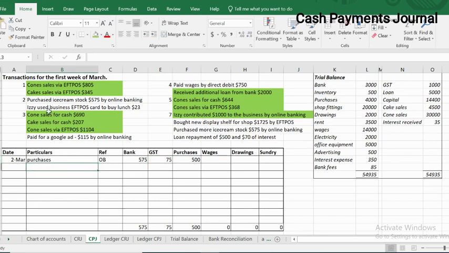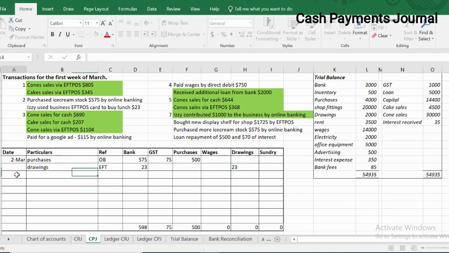We've got another transaction here on the second, which is a cash payment. Izzy, so remember that's the owner, uses the business EFTPOS card to buy lunch. So when the owner takes out cash for personal use, we call it drawings. Doesn't matter what that personal use is, it's always called drawings. So we're going to call it EFT, because it's an EFTPOS transaction. It's $23, and there's no GST on capital transactions, so putting in capital or taking out drawings. So it's 23 straight to the drawings column.